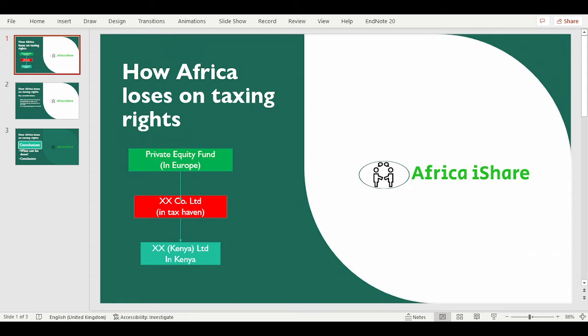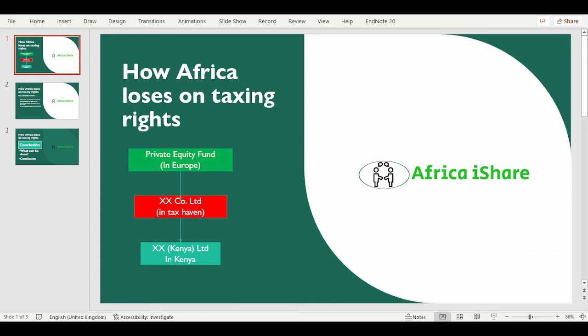So the private equity fund sets up a company which is going to be like a go-between in a low tax jurisdiction. The company in the low tax jurisdiction is the one that injects capital into Kenya. This is how the money will flow. The money will come from the private equity fund in Europe, and then some of the money will go to the company in the tax haven, and from the tax haven, the money will be injected into the Kenyan company.